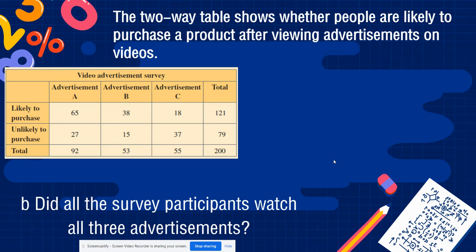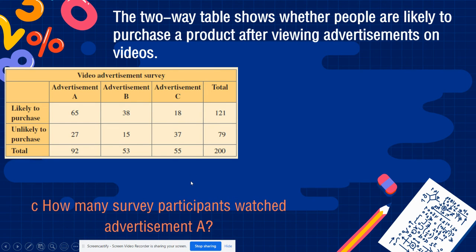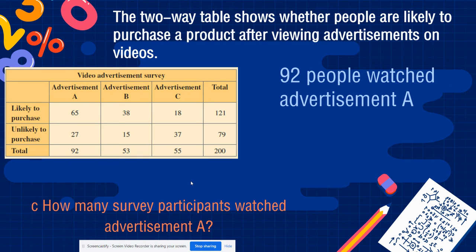Did all the survey participants watch all three advertisements? Well, no, because they were spread out, weren't they? So, no, not all the survey participants watched all the advertisements. 92 people watched A, 53 watched B, and 55 watched C. How many survey participants watched advertisement A? So you can see there, 92.